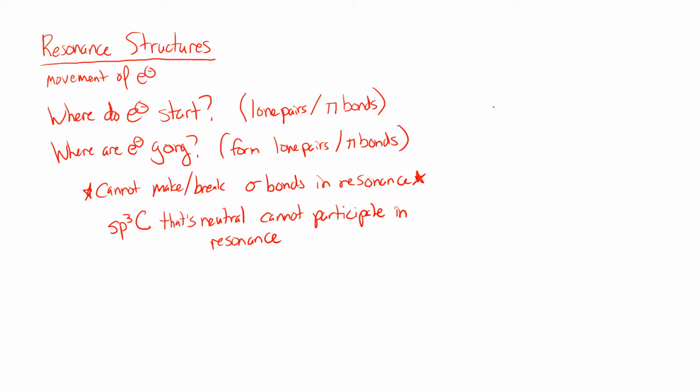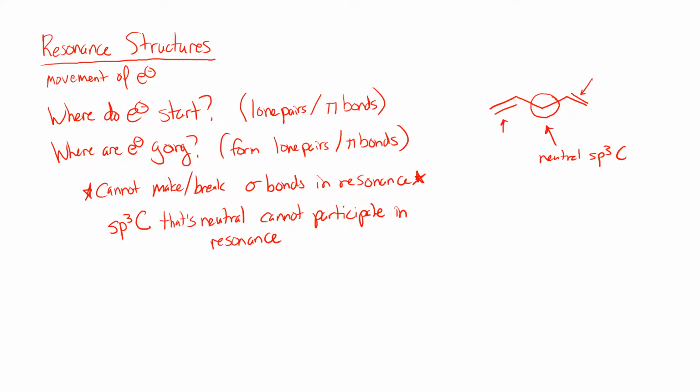Let's draw an organic structure like this, and we have these pi bonds here and here. We might want to think about moving them around if we were doing resonance, but because there's a neutral sp3 carbon in between them, we can't move electrons through this position. This carbon has a carbon-carbon sigma bond, a carbon-carbon sigma bond, a carbon-hydrogen, and a carbon-hydrogen. When we have a neutral sp3 carbon like this, we cannot use that carbon in resonance.